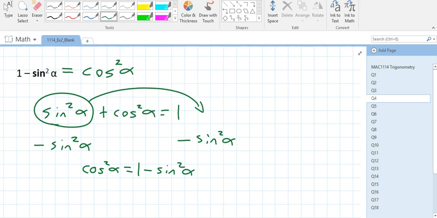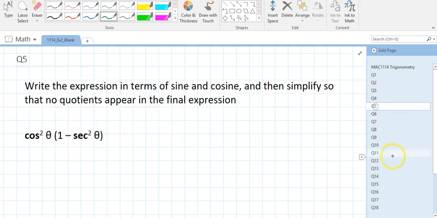All right. Numero 5. Again, take this in terms of sines and cosines and simplify it. They do not want any quotients, which means there should be no division in the end. Okay? So, what are some things we could do? What are some things we know?